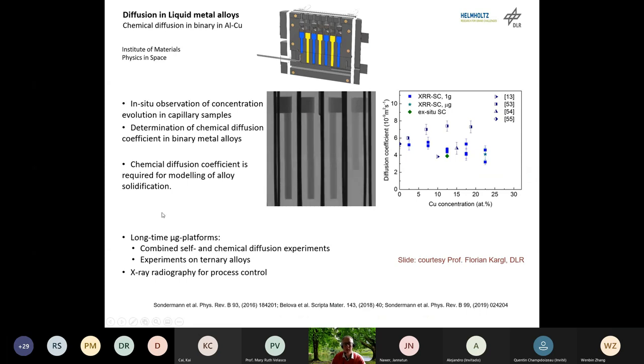Again, if you watch this shift, this is done in a sounding rocket, and there's no gravity-driven convection, which means that the mass transfer is by diffusion only. And some very nice results here comparing microgravity to 1G results. So again, this shows the great benefits of using microgravity to perform experiments which are of fundamental scientific and technical importance.